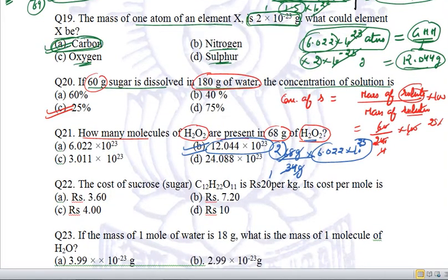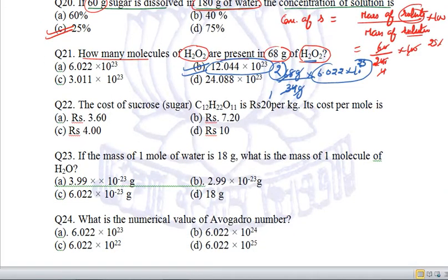Coming to the next question now. This is a very nice question, nicely asked actually. Otherwise it is simple. The cost of sucrose sugar C12H22O11 is rupees 20 per kg. Per kg it is given. Per kg means per 1000 grams. Its cost per mole is. Now first of all, we have to relate that the cost of 1000 gram of sucrose is given out to be rupees 20.